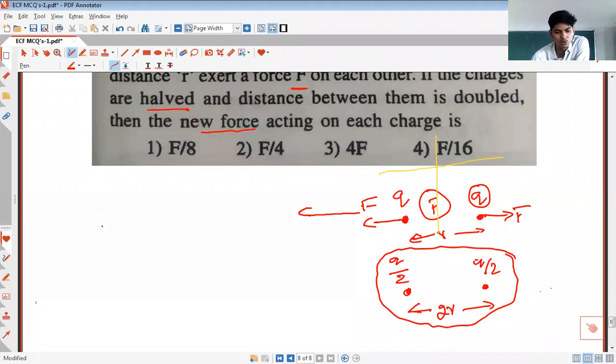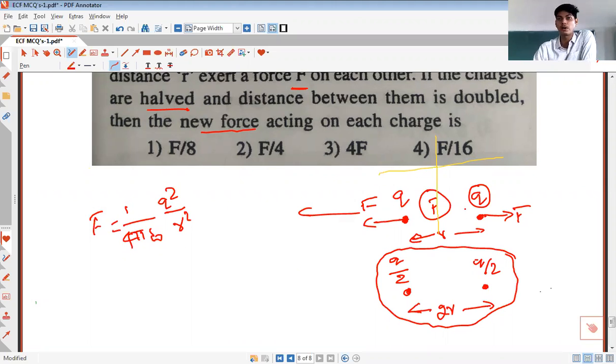See what is the force between these two particles. The force between them was given as F, and F is 1/4πε0 Q square divided by r square. You must write the equation for the force between the first two charged particles. They give F, but what is that F? That must be written by you. F is equal to 1/4πε0 Q square divided by r square. What will be the new force if the charges are half and the distance is doubled?